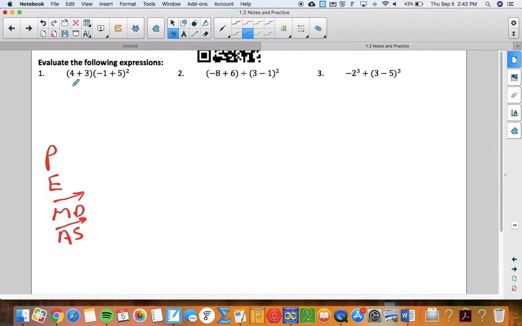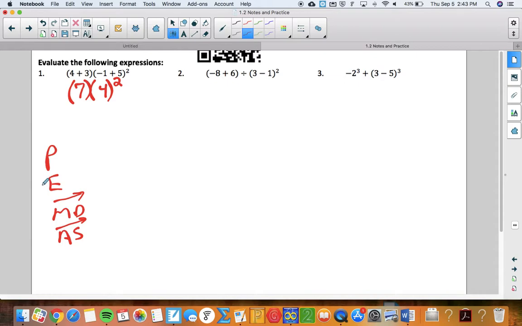So in number 1, I see parentheses, so I need to simplify in the parentheses if I can. So this is 7. Negative 1 plus 5 is 4. Don't forget to bring down everything else that is in the problem. I can't simplify these parentheses anymore right here. 7 is 7 and 4 is 4, so I'm done with simplifying what's in parentheses.